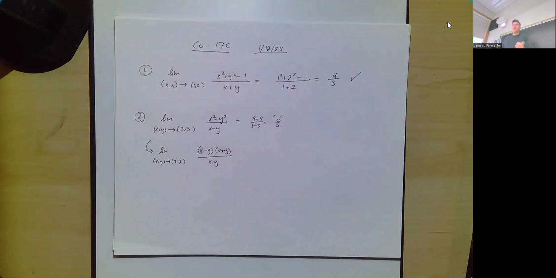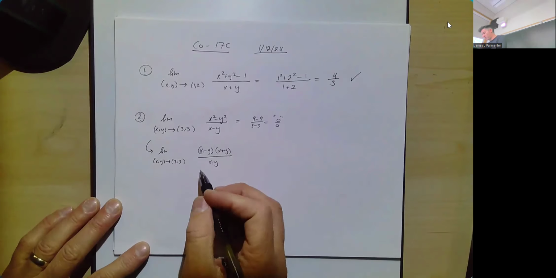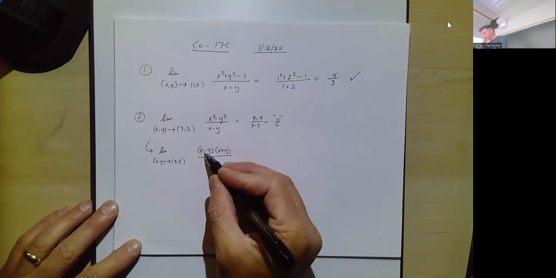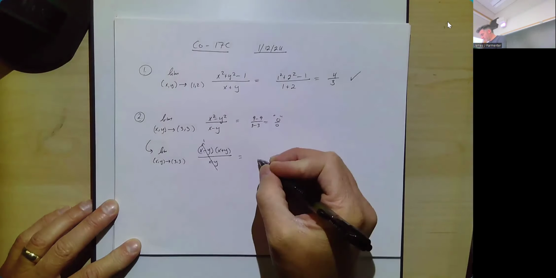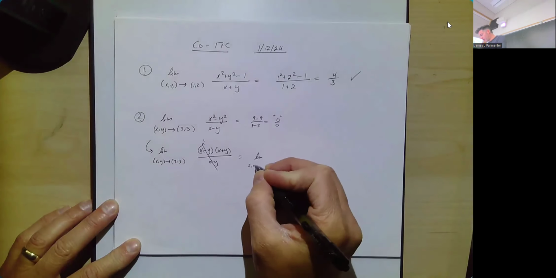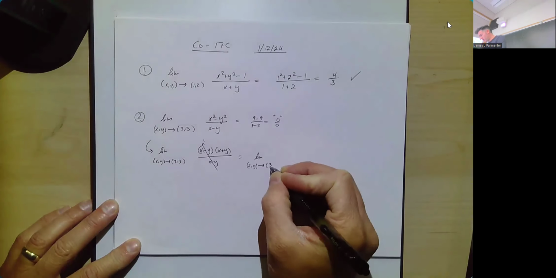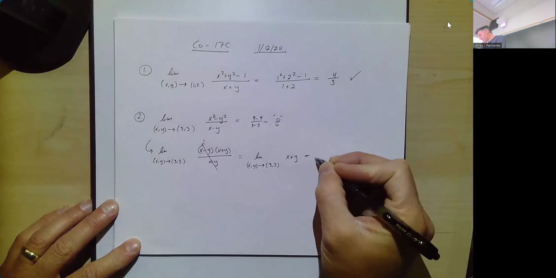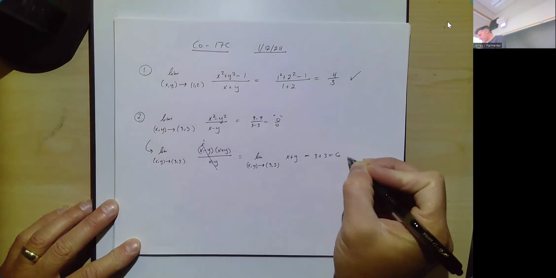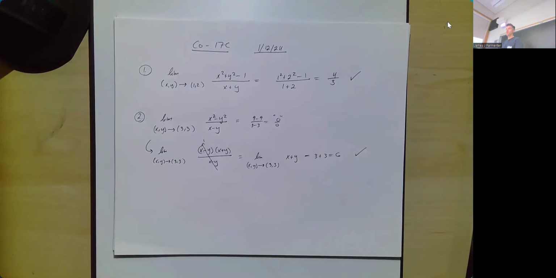We're saying, well, we're getting really close to 3, 3. But that doesn't mean that x and y are necessarily the same. We're just getting close to a place where they happen to be the same. So as long as we're not actually there, which is what's happening in the limit, x minus y divided by x minus y is 1. So we can say we have the limit as x, y approaches 3, 3 of now just x plus y, which is 3 plus 3, which is 6.